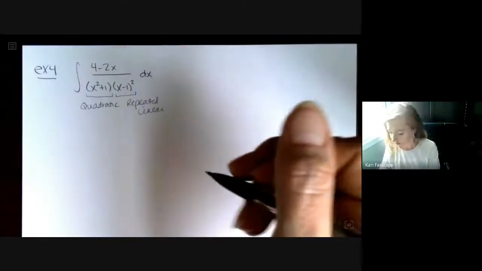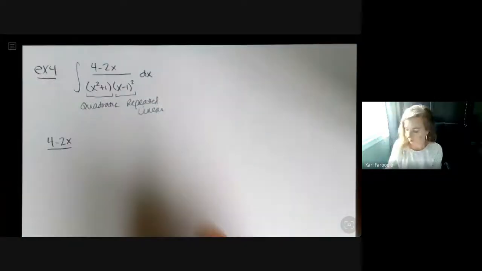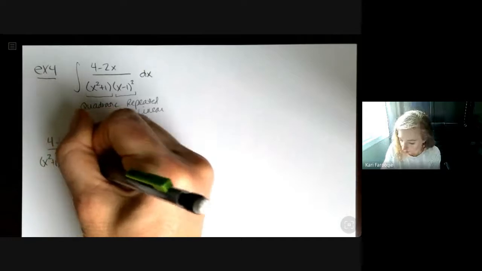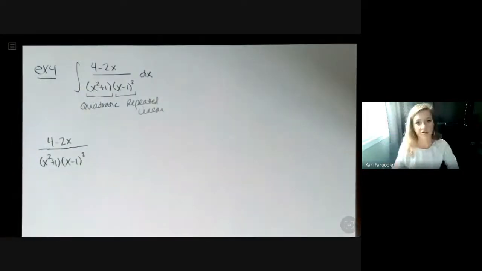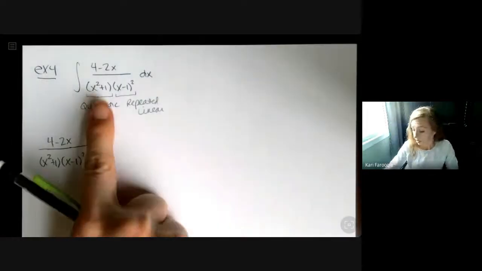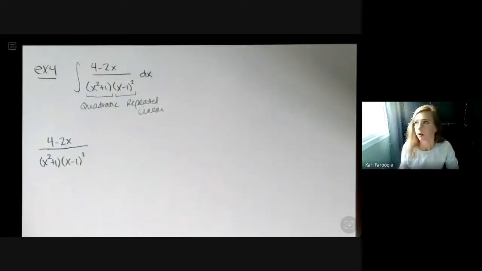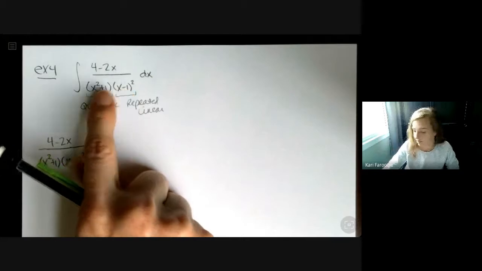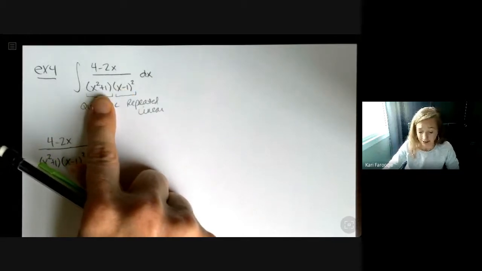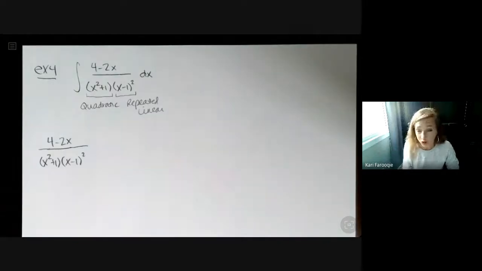So let's see, we're going to take our integrand out: 4 minus 2x divided by x squared plus 1 times x minus 1 quantity squared. And again, you should recognize this as a partial fractions problem because you have a denominator that's factored. Generally, if the denominator is already factored, that should be screaming out for partial fraction expansion. I've seen students do crazy things where they multiply this quantity out, square it, multiply it by the quadratic, and then they're like, okay, now what do I do? If it's already factored, you should be doing partial fractions.